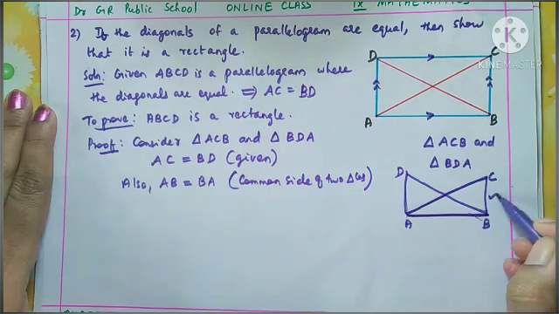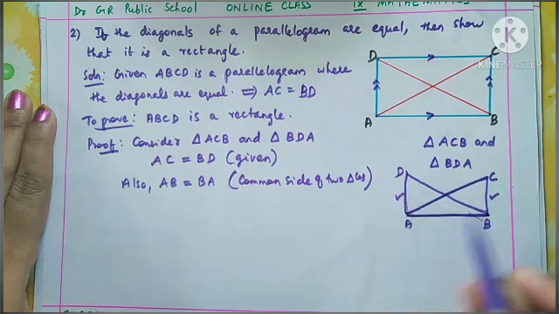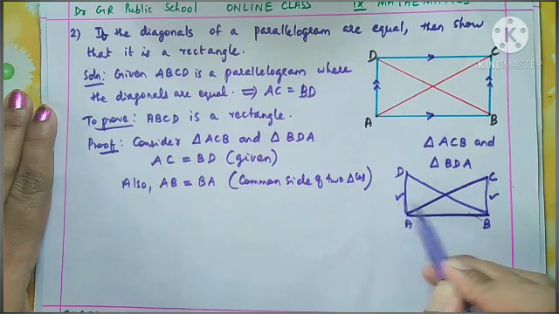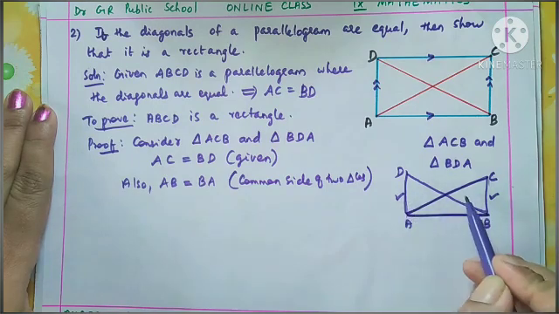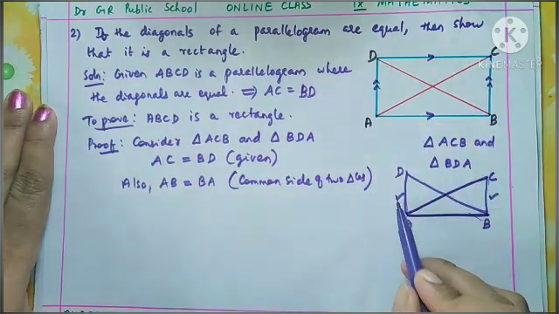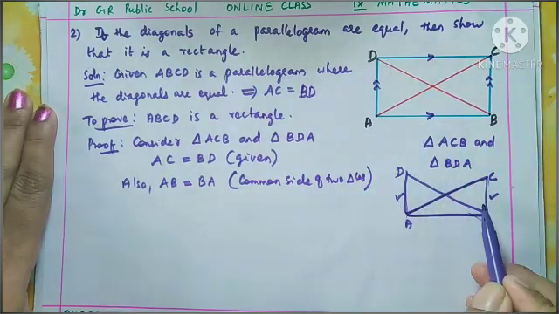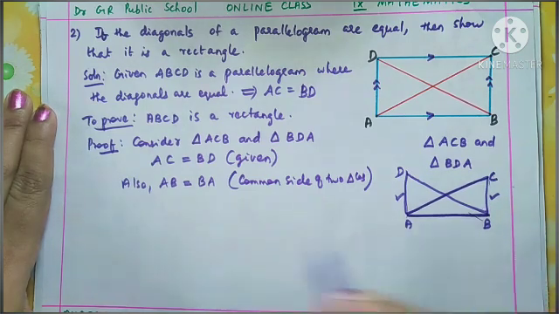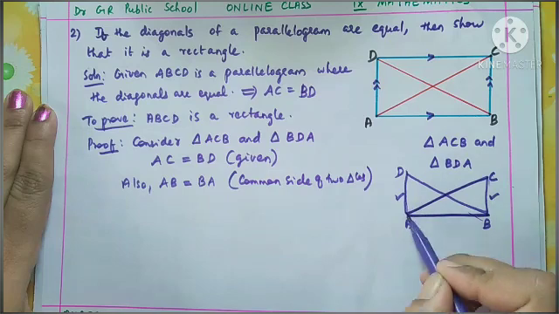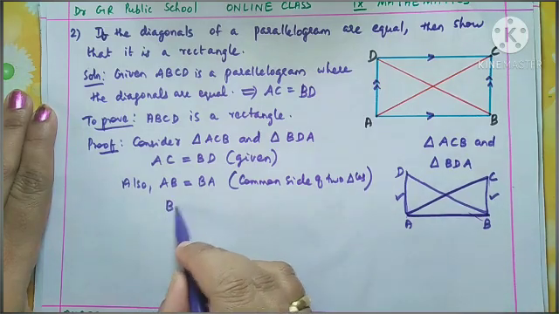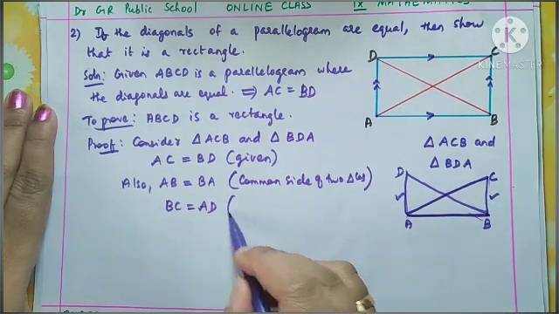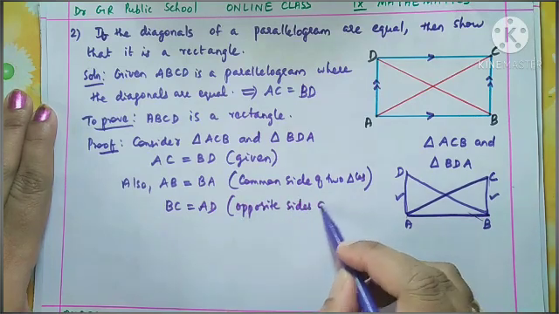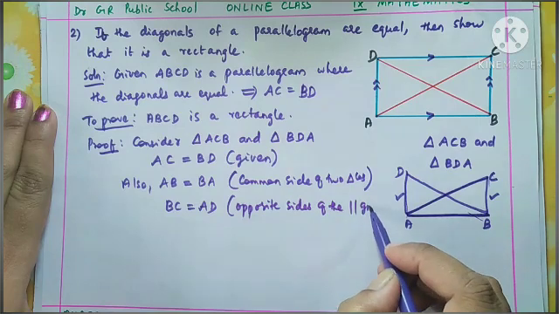Okay. Now you see, this side BC and this side AD. So in this triangle BC and in this triangle AD. What about these two sides? Because this is a parallelogram, these two are opposite sides of the parallelogram. And you know opposite sides are equal in a parallelogram. Hence we can say BC equal to AD, because they are opposite sides of the parallelogram.